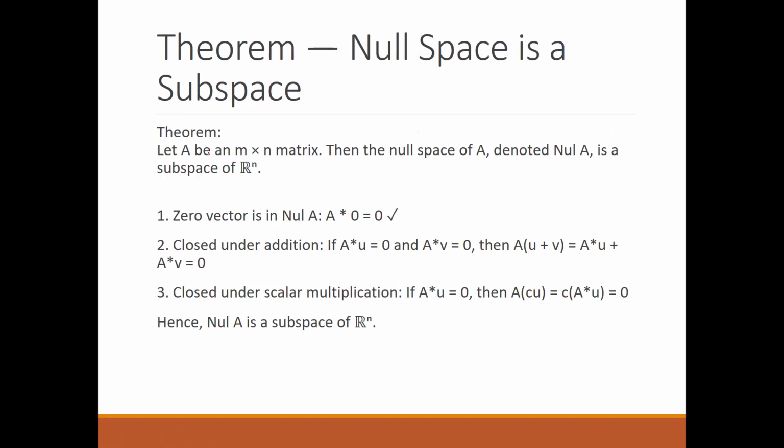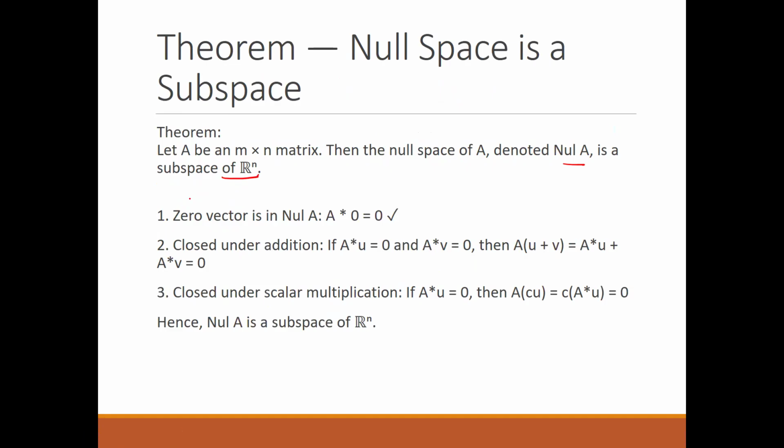Next, let A be an m by n matrix. The null space of A, denoted by null A, is a subspace of R^n. So we are going to show that the null space is a subspace of R^n. To show that any set is a subspace, first we have to prove that the zero vector is in that set, and it should satisfy closure property under addition, and closure property under scalar multiplication.